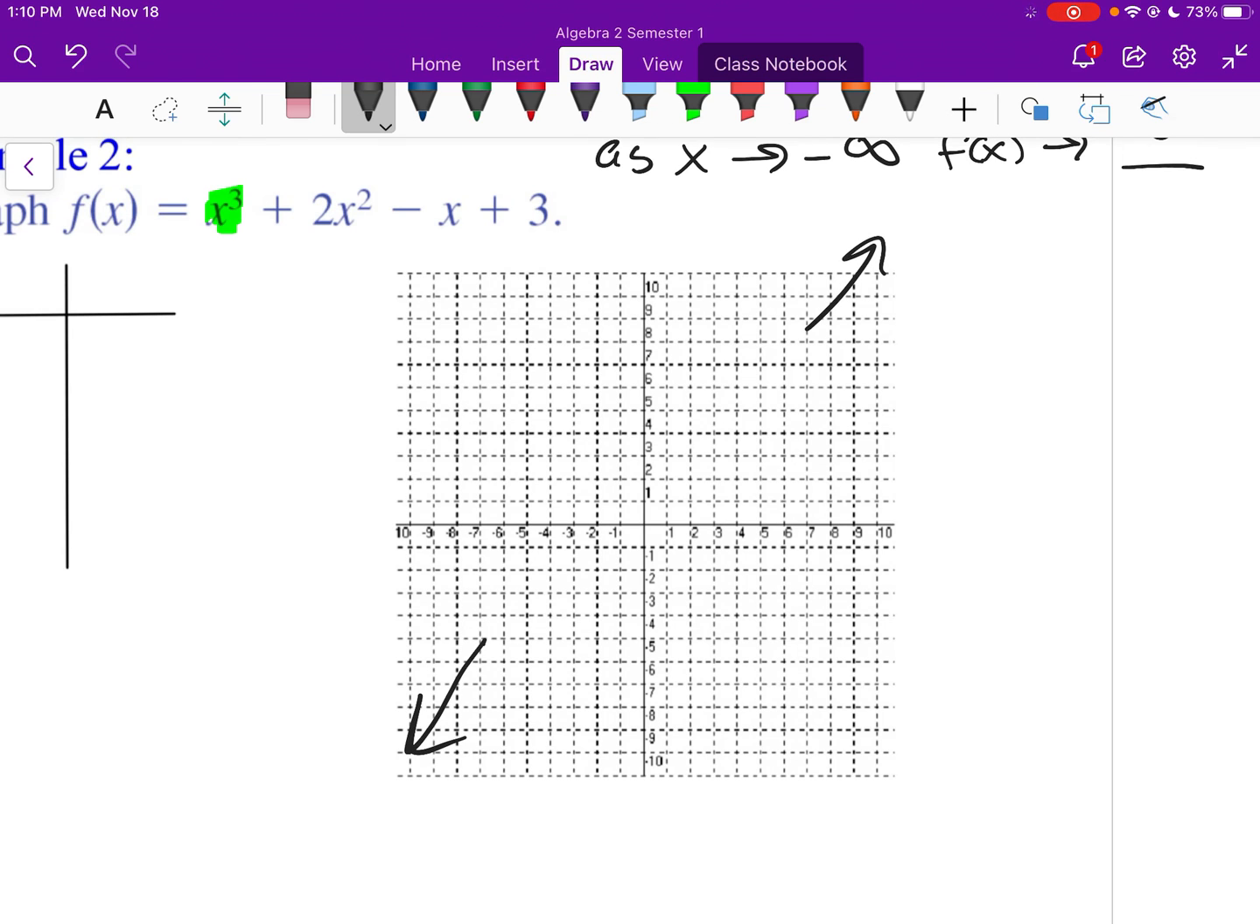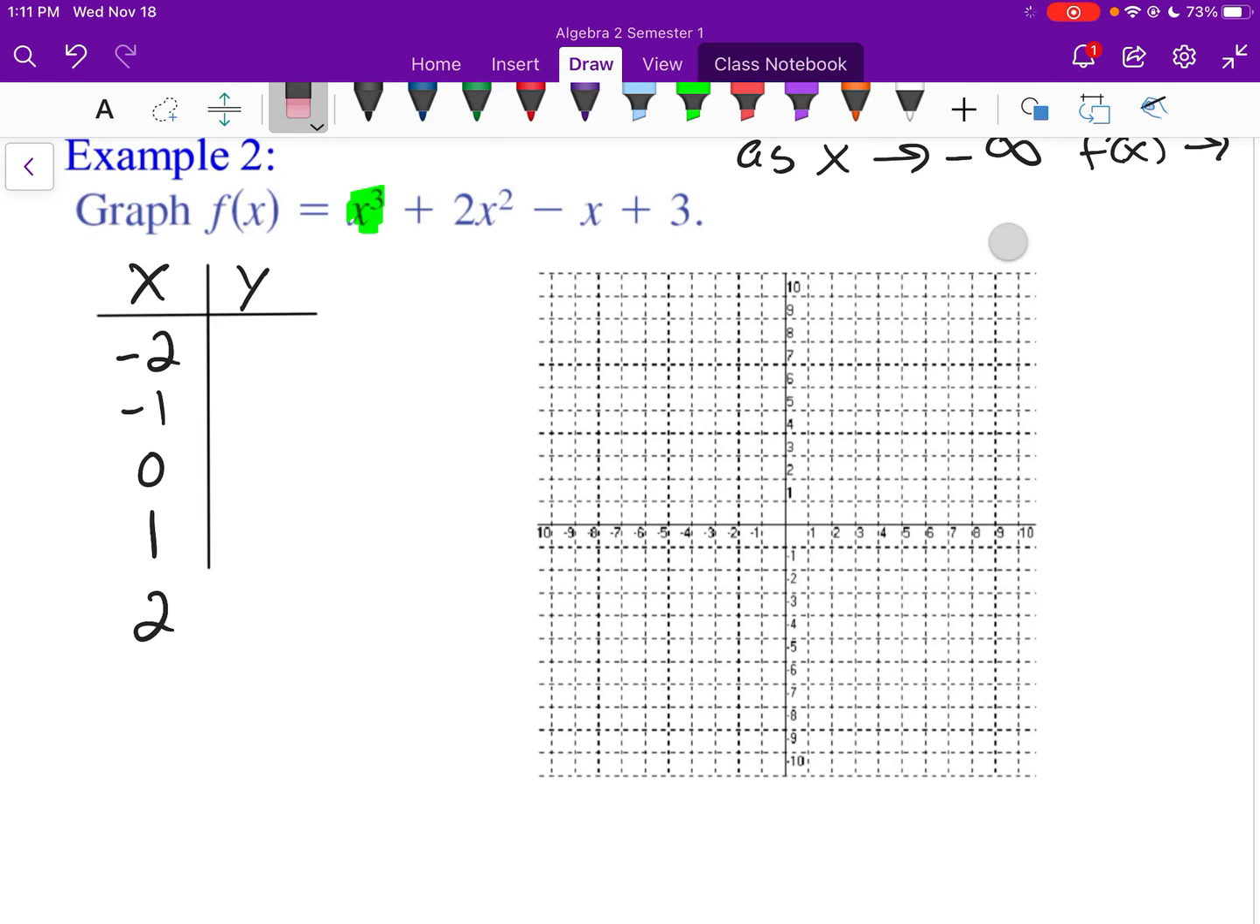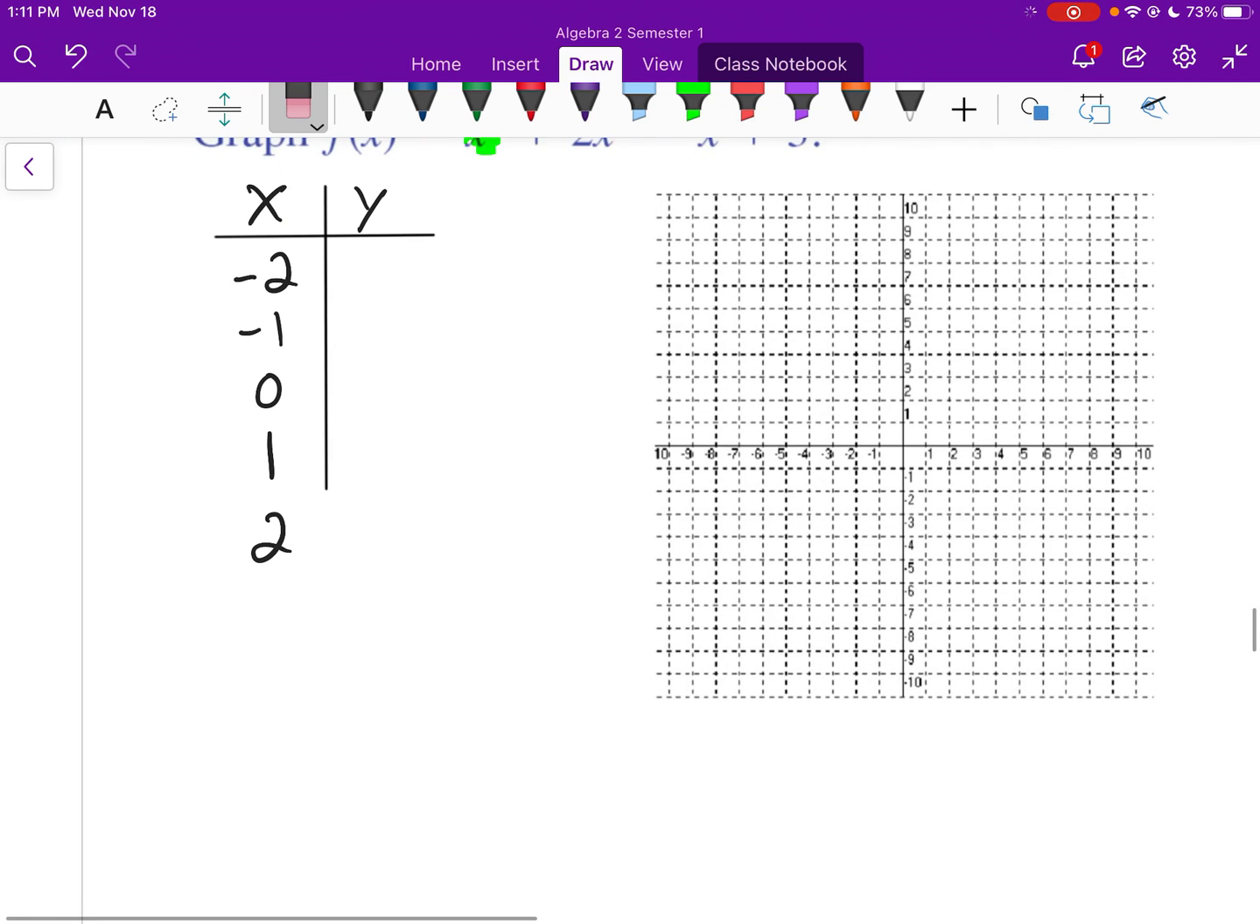In between is what we're going to figure out here. The way we do that, we're just going to do an xy chart, and the values we're going to use for x are -2, -1, 0, 1, and 2. Since we know how to do synthetic substitution, we can use that, or we can use direct substitution. From teaching this for 4 years, you will have an easier time and a more accurate answer if you use synthetic substitution.